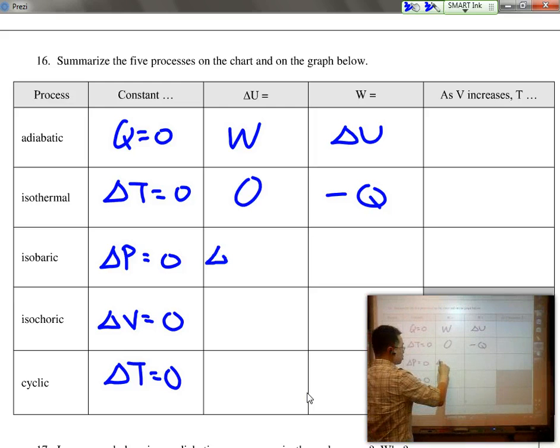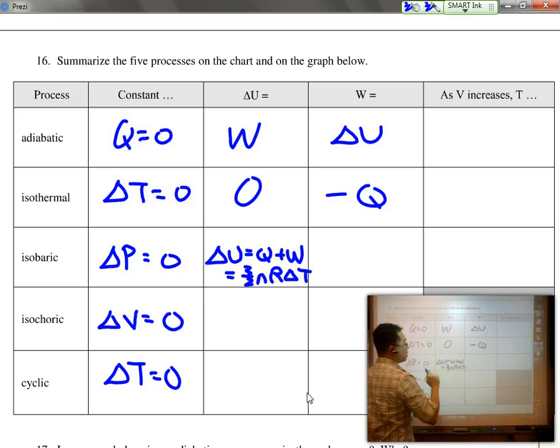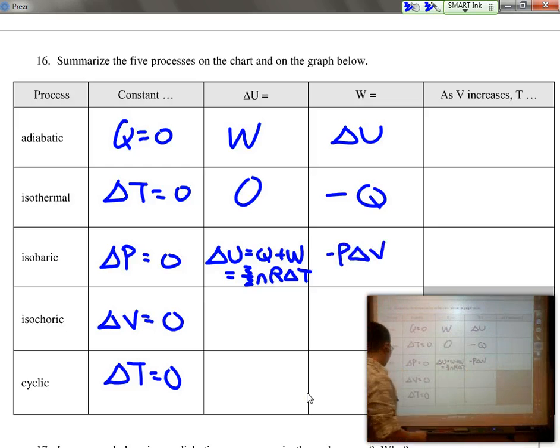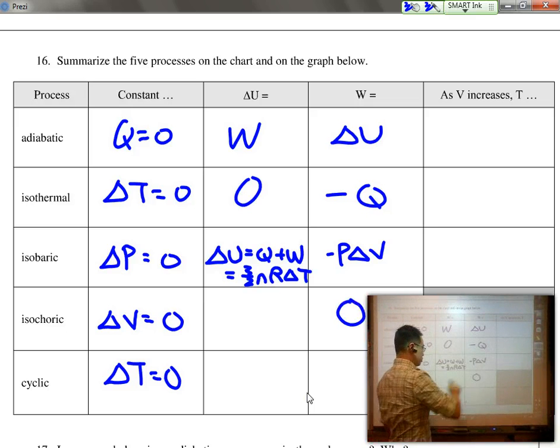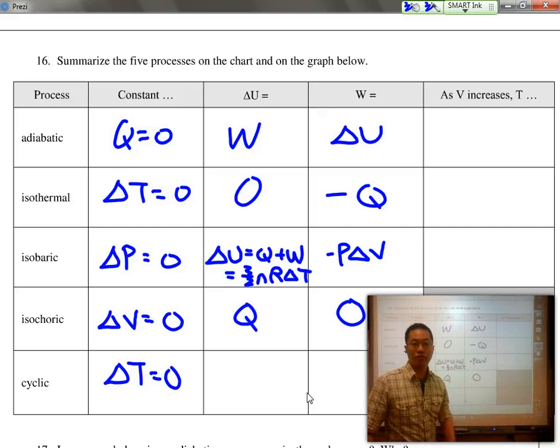Isobaric, delta U is just going to be the same basic form because nothing cancels out. Or we could have used also 3/2 n R delta T depending on the situation. And work would simply equal negative P delta V. Isochoric, because there's no change in volume, then therefore work would equal 0. And delta U would simply equal Q. Okay, so that's just a quick summary of the different processes.